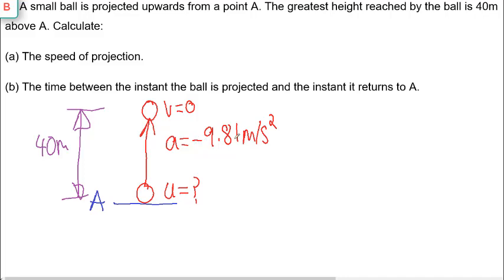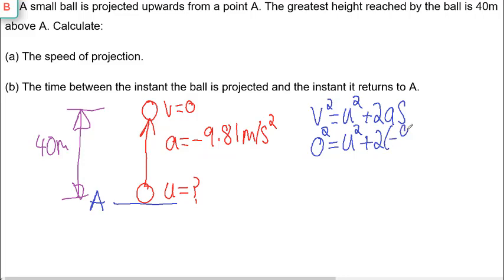So the first thing we're going to do is put our constant acceleration equation, since the acceleration is constant, and we're going to say that v squared is equal to u squared plus 2as. We know the final speed is 0. We are looking for the initial speed, and we know that the acceleration is minus 9.81, and finally that the distance is 40 meters.